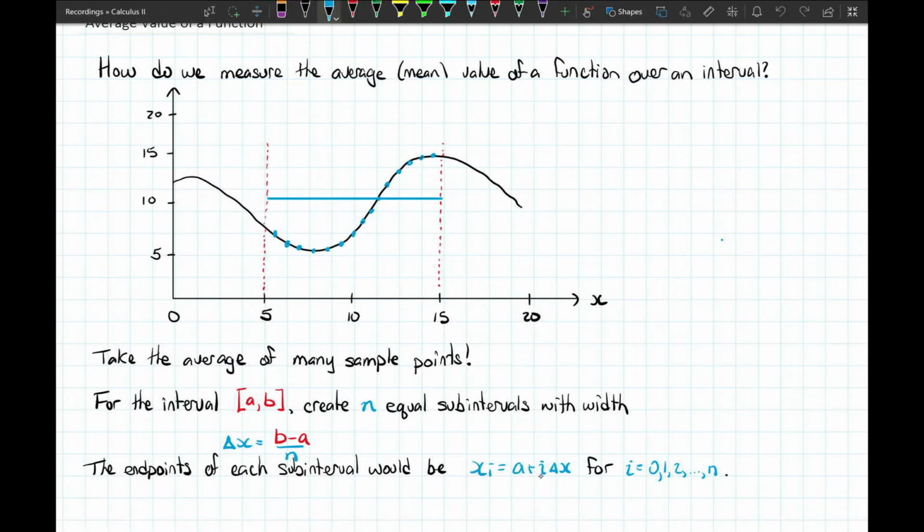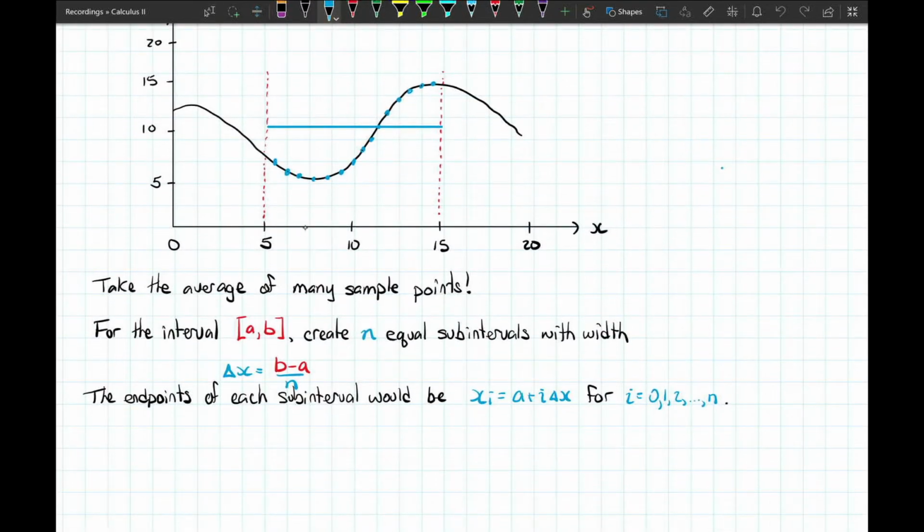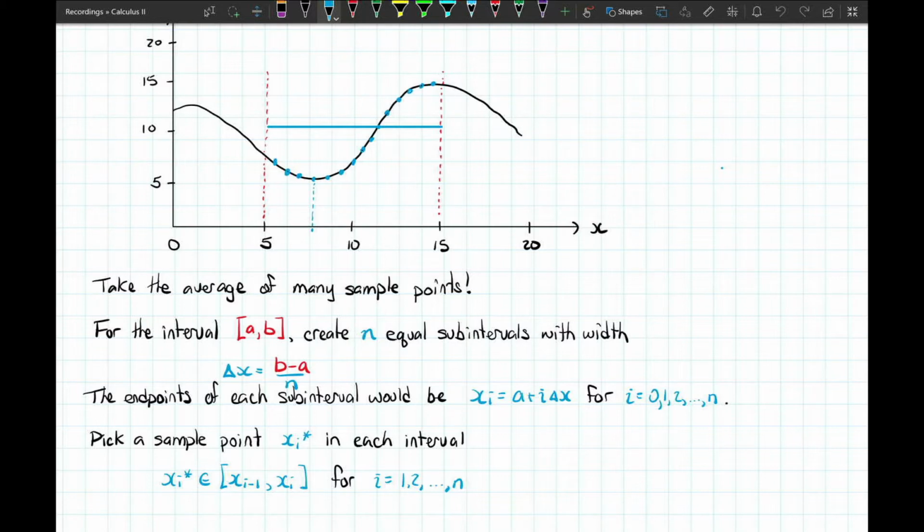So these x0, x1, x2 are the endpoints of every interval. The first interval would go from x0 to x1, and the second interval would go from x1 to x2, and so on. Now, in each of those intervals, we're going to need to pick a value for x. And we're going to plug that value of x in, figure out what the function equals. So we'll start by picking an arbitrary xi star in each interval. It could be the left, it could be the right, or even midpoint of each of those intervals, but it doesn't really matter so long as we pick a point in each of these equal subintervals. So that's going to give us x1 star, x2 star, all the way up to xn star. Now, we've got this xi star.